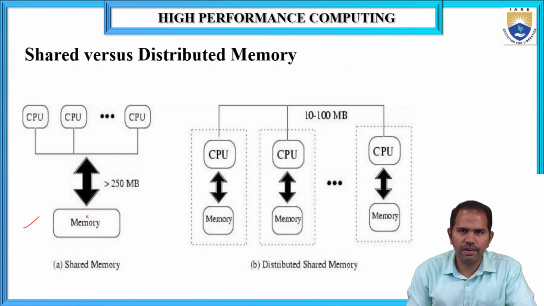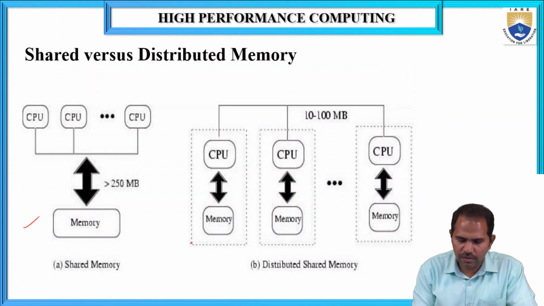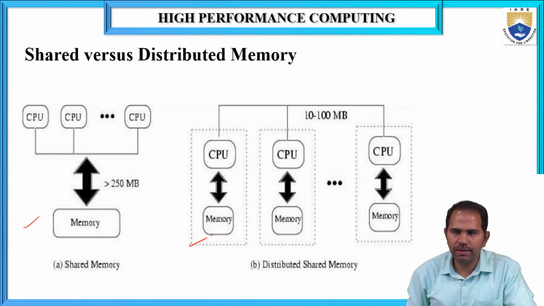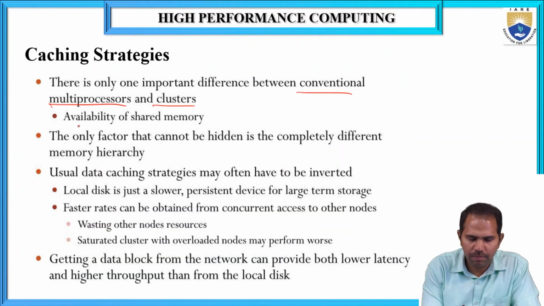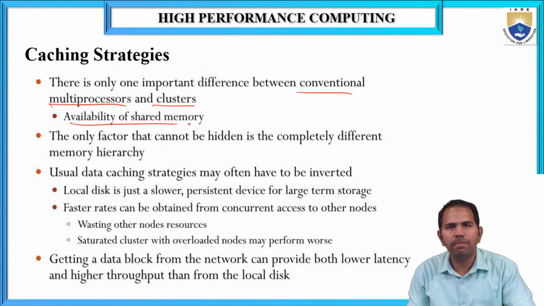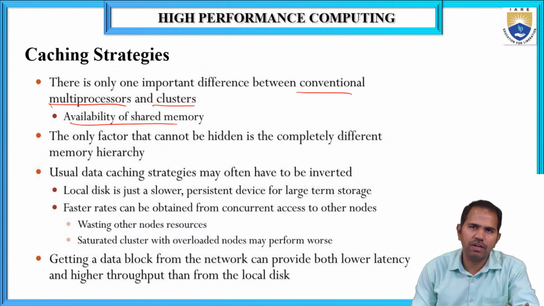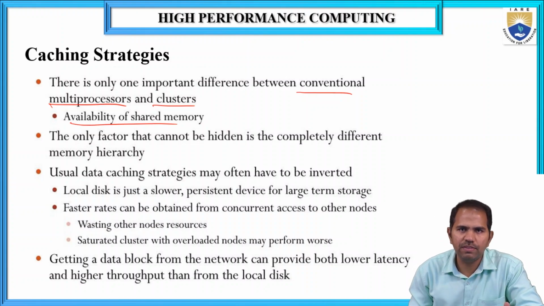The first one is that memory has to be shared. A single memory has to be shared with the CPUs. But in the second case, the distributed environment, each and every CPU has to maintain its own memory. Now, this is the thing: the availability of shared memory. The major focus is on the availability of a shared memory between the conventional multiprocessor and the cluster system. The major difference is the availability of a shared memory.